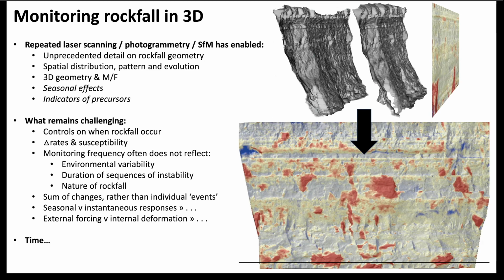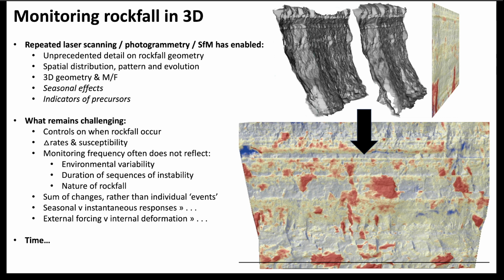But what remains challenging is really understanding the controls on when each of these individual rockfalls occur, and therefore what is it that drives changes in rates or changes in the susceptibility of the rock face to collapse. This is because the monitoring frequency often does not reflect the environmental variability. So we know, for example, the wave climate, the tide cycle, weather conditions change actually quite quickly, often on an hourly or diurnal cycle.